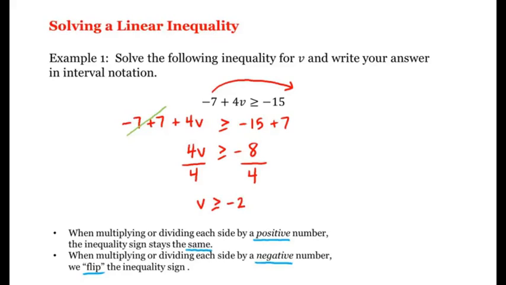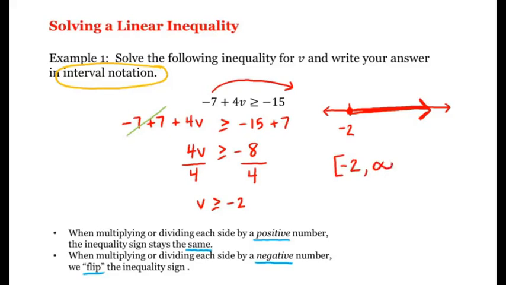Let's look at this on a number line. Here's -2. V can equal -2 and anything to the right. Now we are asked to put our answer in interval notation. Doing this, we have close bracket, -2, because we want to include -2, up to positive infinity, which would be our answer.